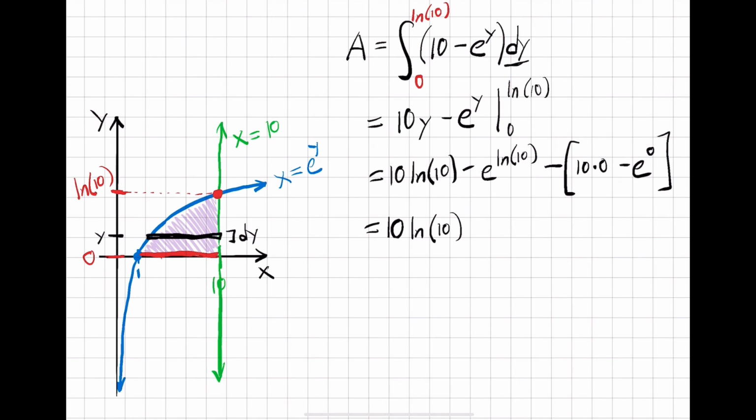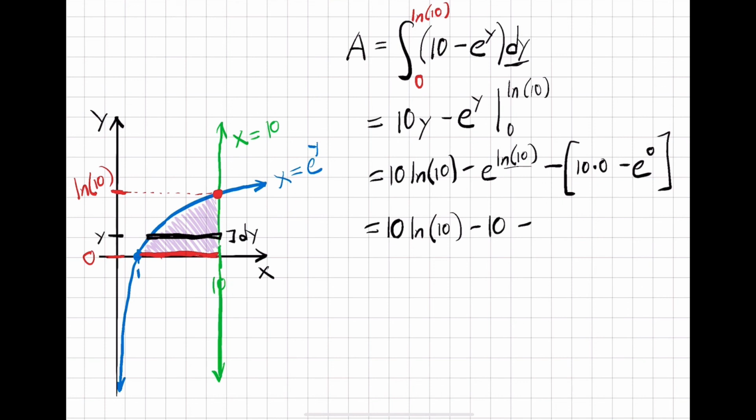So let's leave that alone. Now, minus e to the power of the natural log of 10. What does the natural log of 10 mean? It means whatever power I can put on e to get 10. That's the definition of the natural log. But if I put that power on e, what am I going to get? I'm going to get 10.